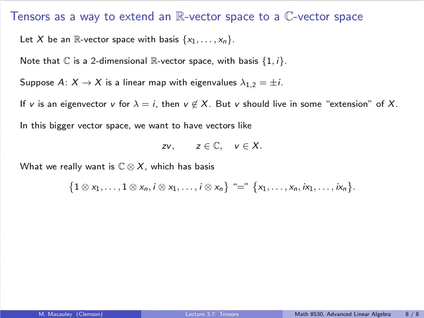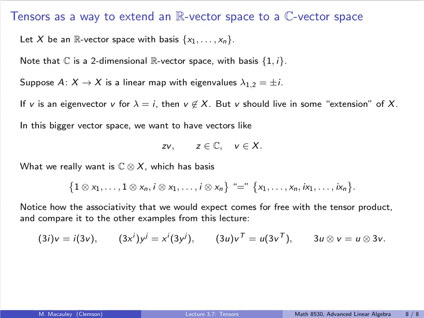What we really want is C tensor X, because the basis of this is just 1 tensor x1 up to 1 tensor xn, and i tensor x1 up to i tensor xn. Remember, it's just products of these guys with these guys. Now we can really think of the first n as just being x1 up to xn times 1, and the last n as being i x1 up to i xn. So this is how we can formally construct an extension of a vector space by making the field larger.